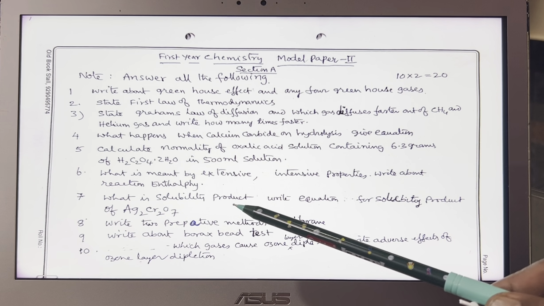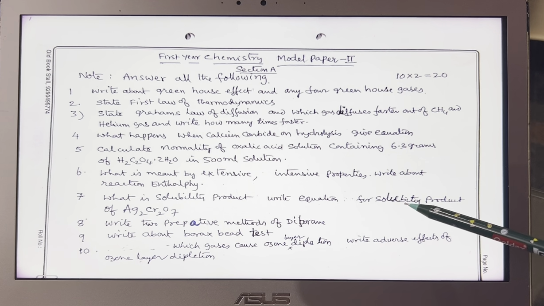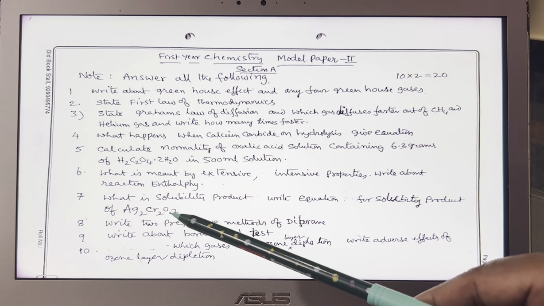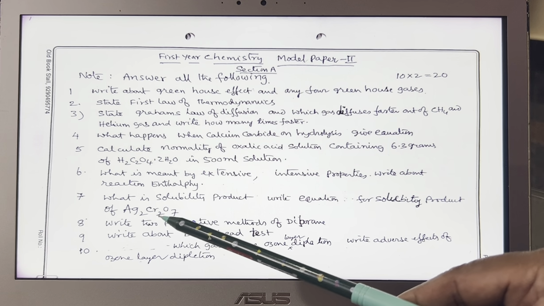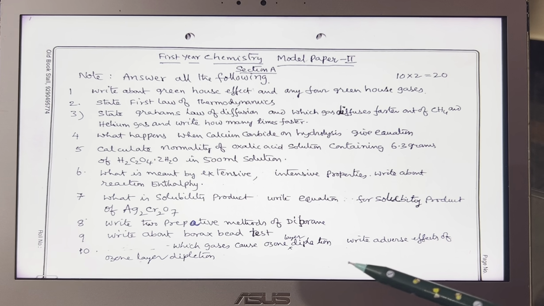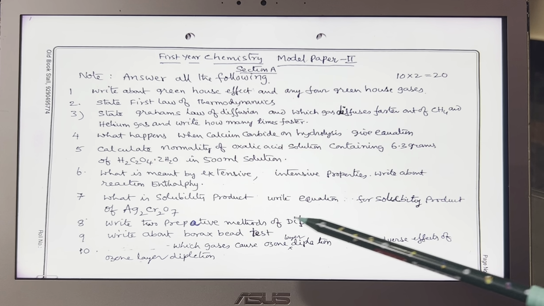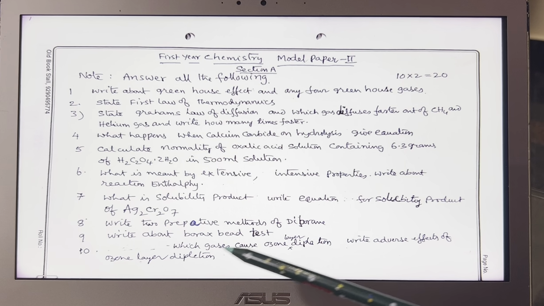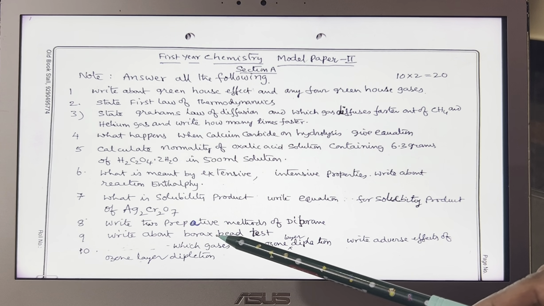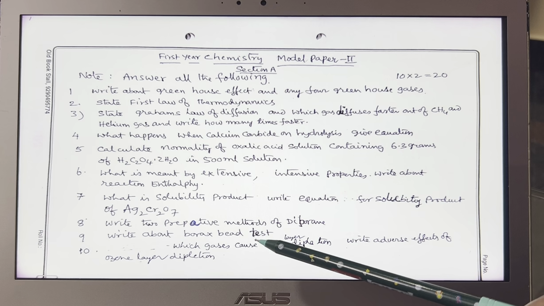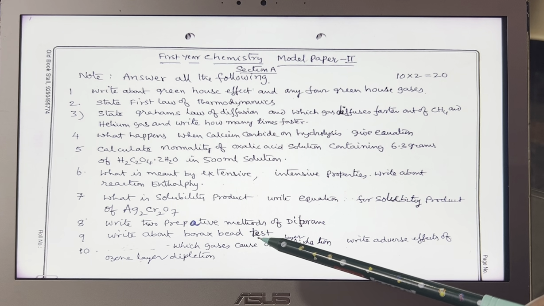What is solubility product? Write equation for the solubility product of silver chromate Ag2CrO4. Eighth bit is write 2 preparative methods of diborane. Ninth one, write about borax bead test to find out the cations.